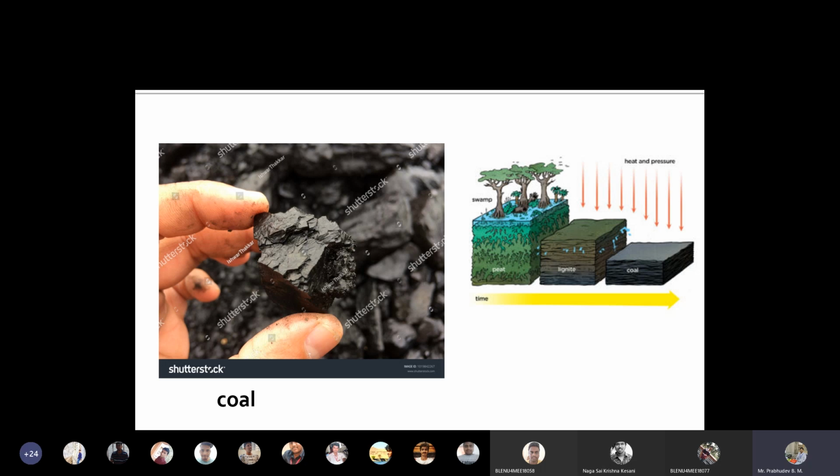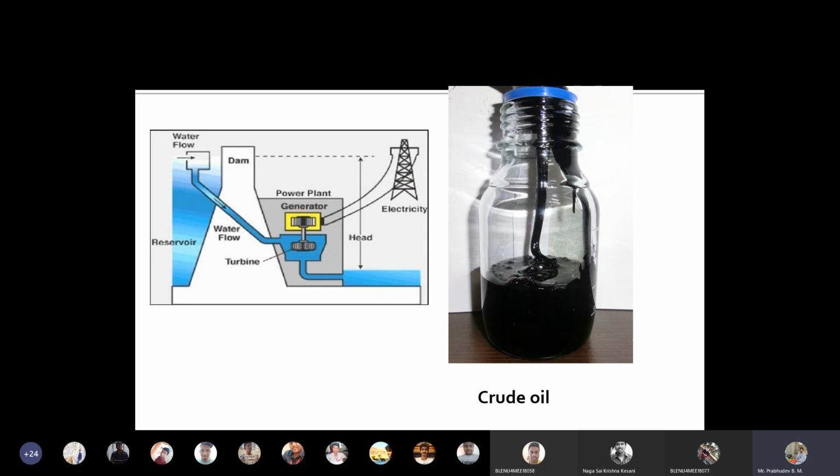Next, we'll move on to crude oil. So in the next slide, crude oil. What you see on the right side is crude oil. It takes more effort to get it from the earth, and it should be purified. Crude oil will not be used directly. It is very difficult to use crude oil. The petrol, diesel, everything you get is from crude oil. It will be refined in the refineries.